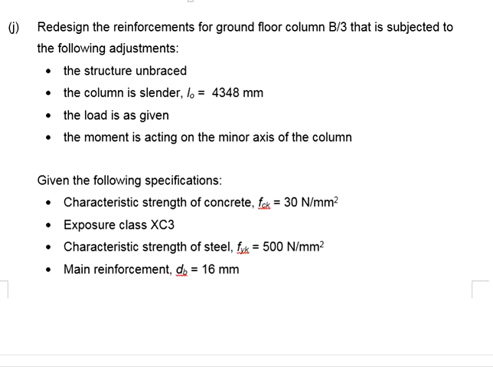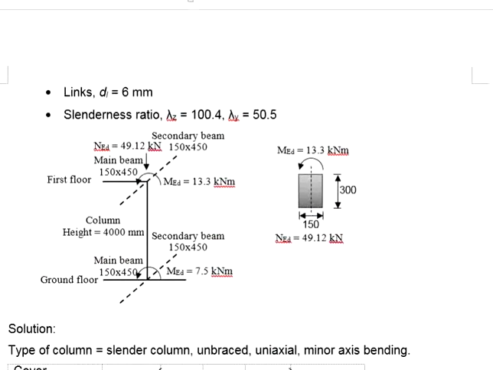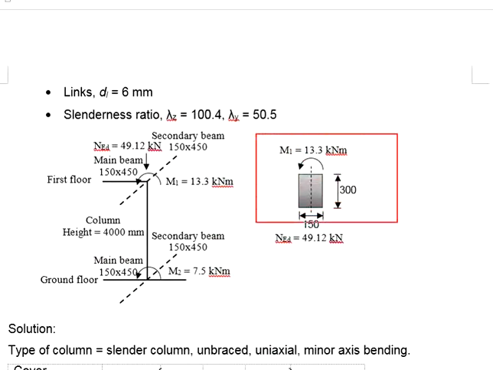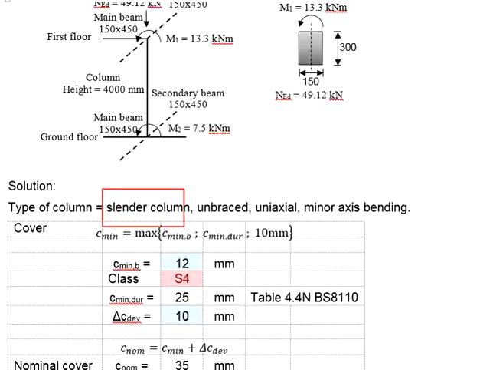Let us try another example. Again, we are dealing with the same column. The specifications are still the same, except that the conditions for the column are different. We are now dealing with the unbraced column, which is slender. The loading will be the same, only that the moment is acting in the minor axis of the column. That gives you the slender column, unbraced structure, uniaxial load, which is acting in the minor axis of the column.